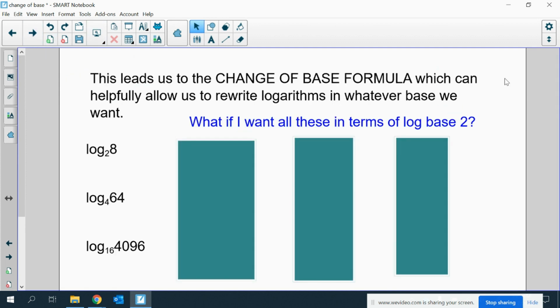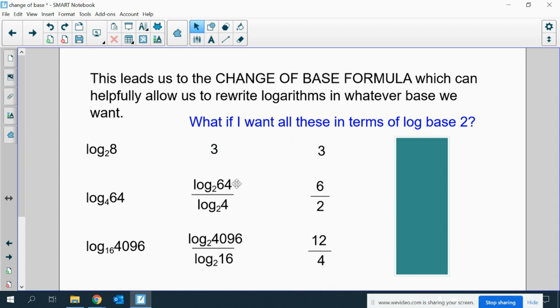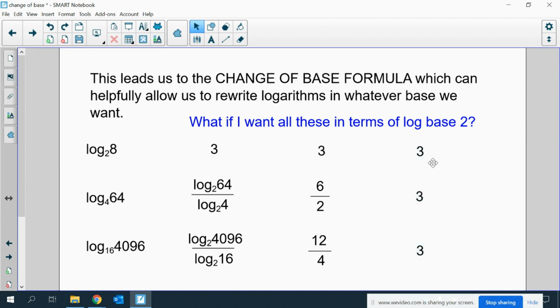So this helps lead us to the change of base formula, so we can rewrite logarithms in whatever base we want. So what if I wanted all of these things that we know the answer is 3? What if I wanted to rewrite them all in terms of base 2? So if I use the change of base formula, what I notice is that this is 6 and this is 2. This is 12 because 4096 is actually 2 to the 12th, and 12 over 4 all gives us 3. So that leads us to the change of base formula, because we know that all 3 of these things are the same, and if we rewrite them in such a way where I use this base 2, it ends up working out.